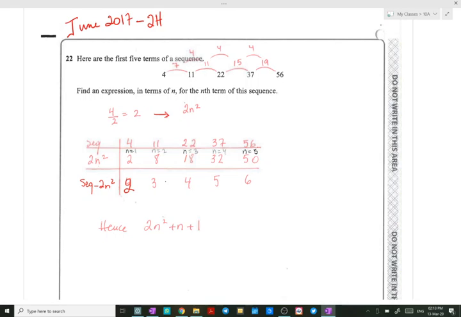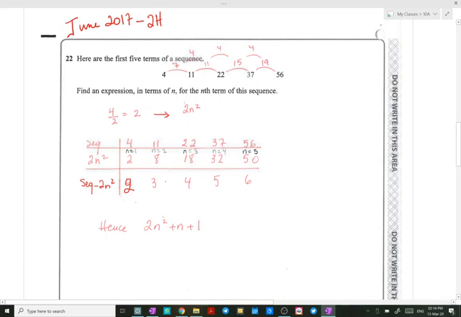They didn't mention what kind of sequence it is. In order to know which kind we have, we start by subtracting consecutive terms. 11 minus 4 is 7, 22 minus 11 is 11, 37 minus 22 is 15, and 56 minus 37 is 19. If this was an arithmetic sequence, these numbers would all be the same, a common difference, which we call D.